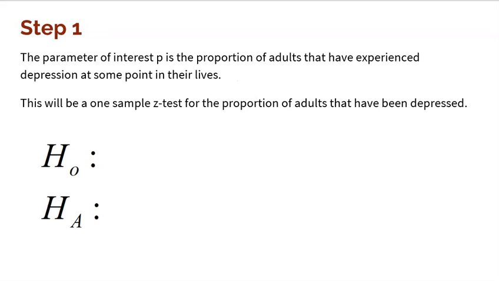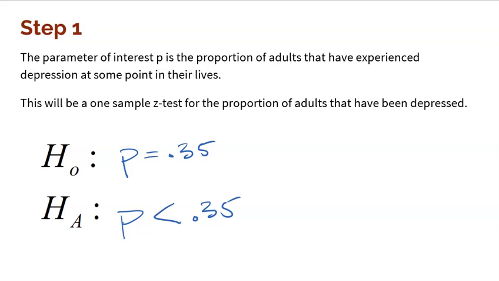Let's show you that. The parameter of interest is the proportion of adults that have experienced depression at some point in their lives. All you got to do is copy that from the problem. Then we have to name the test. This is a one sample z test for the proportion of adults that have been depressed. And then the null and the alternative are very easy. The null is that what we read is true. The alternative is the mayor's belief that his town is less than 35%.